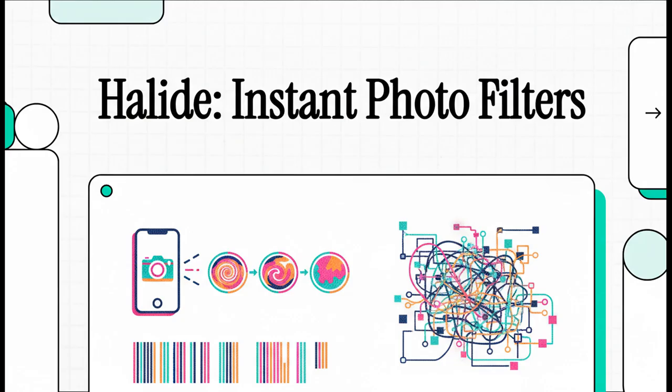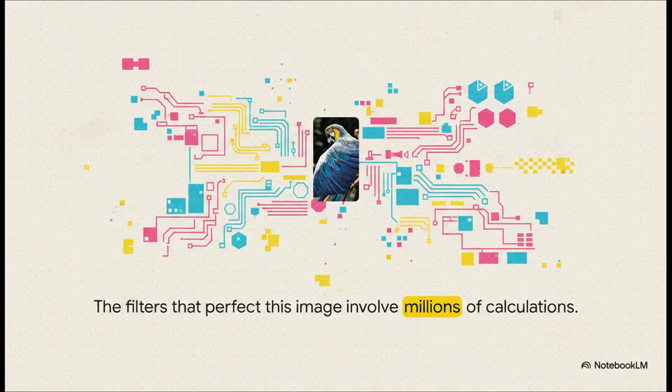Today, we're going to pull back the curtain on Halide, the secret sauce that makes all of this magic actually possible. So let's get into it. So think about an image like this one. When you apply a really nice filter, what's happening is that the software is performing a whole series of calculations on every single one of its millions of pixels. The fact that this process doesn't grind your phone to a halt for minutes or even hours is a truly monumental feat of engineering. The whole problem boils down to this.